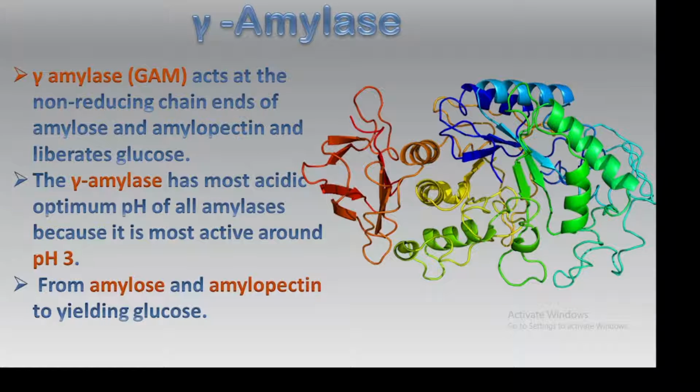Now let's come to the gamma amylase. Gamma amylase acts at the non-reducing end of amylose and amylopectin and liberates glucose. Gamma amylase has the most acidic optimum pH of all these enzymes because it is active around pH 3. It acts on amylose and amylopectin and gives the product glucose.